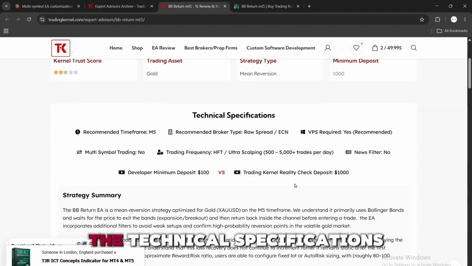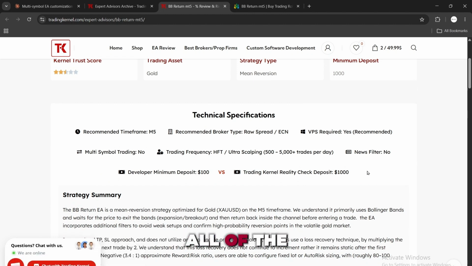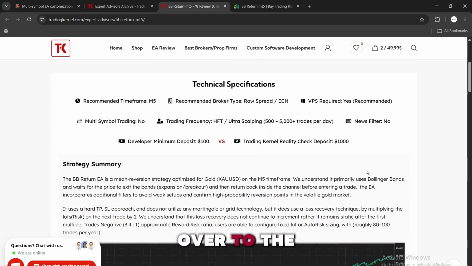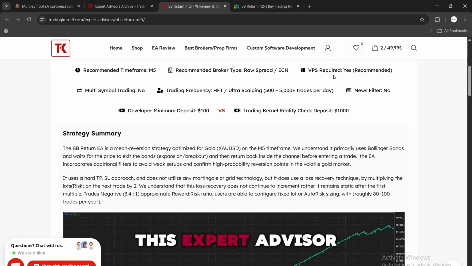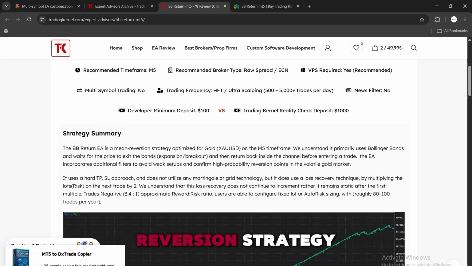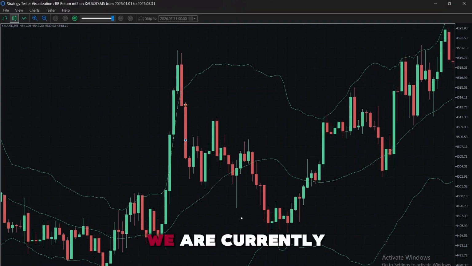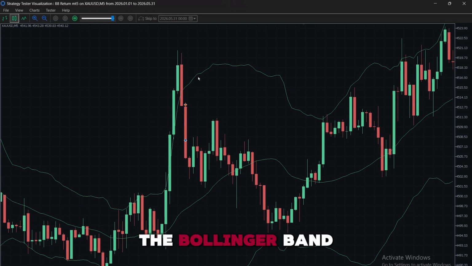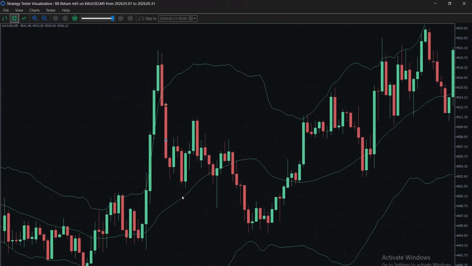If you head over to the technical specifications, you can view all of them here in case you intend to use this expert advisor. But let's head over to the strategy summary. This expert advisor uses a mean reversion strategy, as you can see here. We are currently on the visualized backtest of this expert advisor, and we have an example of a trade here. We have the upper Bollinger Band, the mid BB, which is a moving average, I think the 28 period moving average, and the lower Bollinger Band.